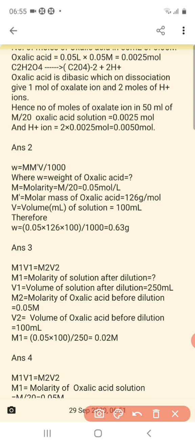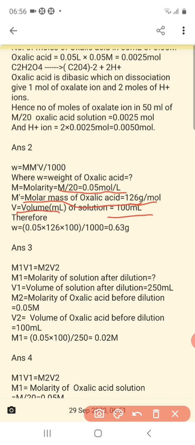Here M is the molarity of the solution, that is equal to M/20, that is 0.05 moles per liter. M' is the molar mass of the oxalic acid, that is 126 gram per mole. V stands for the required volume to be prepared, that is 100 ml. These three values are given in the question.